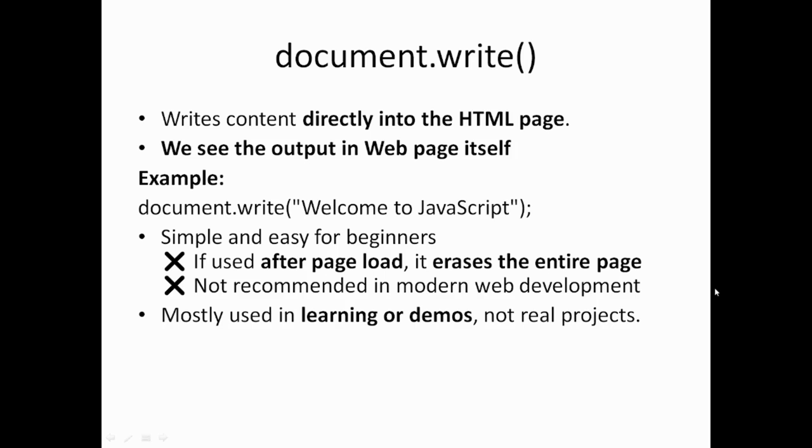Another method for displaying output is document.write. It writes content directly into the HTML page, so we see the output in the web page itself directly. Example: document.write welcome to JavaScript. This string, welcome to JavaScript, will be printed in the web page itself.